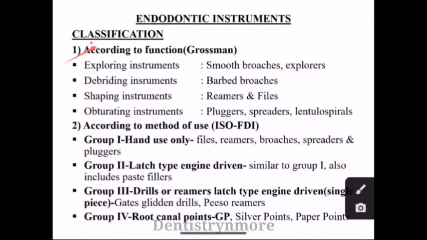And next one is according to method of use. It includes group 1, hand use only: files, reamers, spreaders, etc. And group 2, that is latch type, engine driven. It is similar to group 1 but it also includes fillers. And group 3 is drillers or reamers, latch type, engine driven, that is Gates Glidden drills, piezo reamers. And last one is group 4, that is root canal points: silver point, GP, that is power point, paper point, etc.